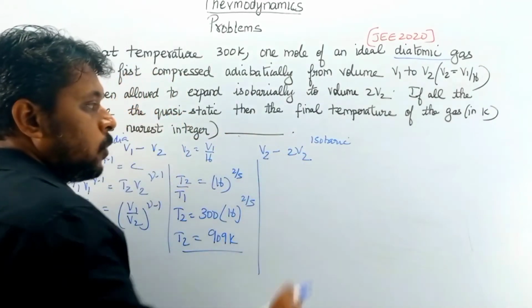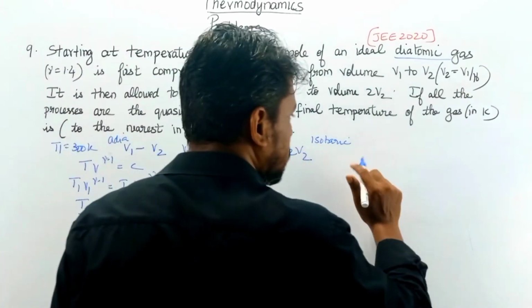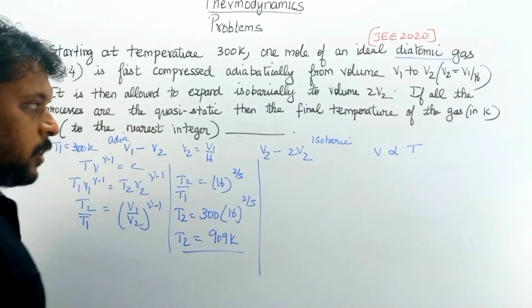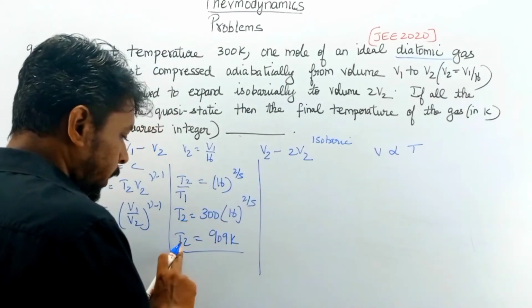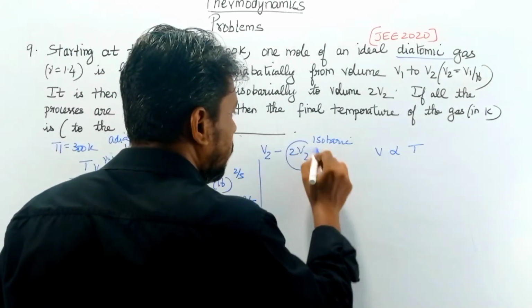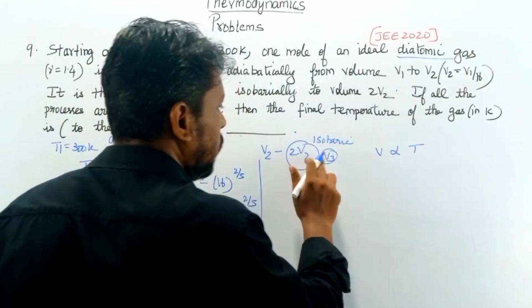Okay, so after finding T2, now let us come to the second stage of the process. Volume moves from V2 to 2V2, so it is an isobaric process. Here you can see that volume is directly proportional to temperature. So we have V2, T2, 2V2, T3. We don't know the value, so let us keep this volume as V3.